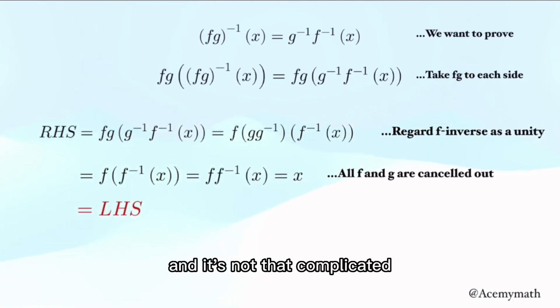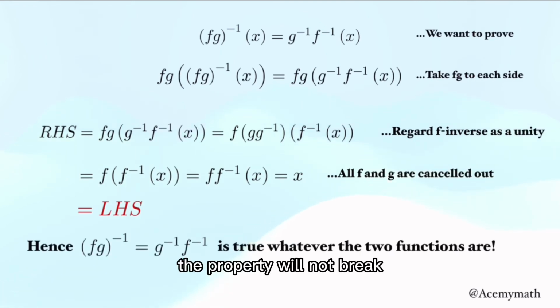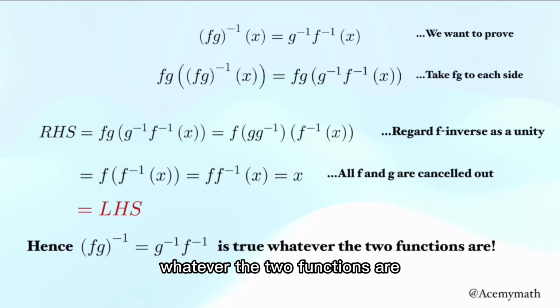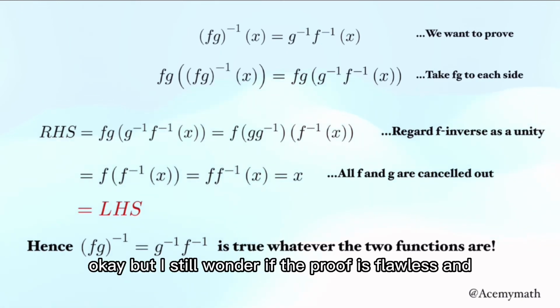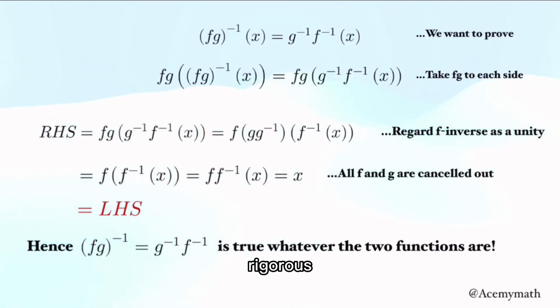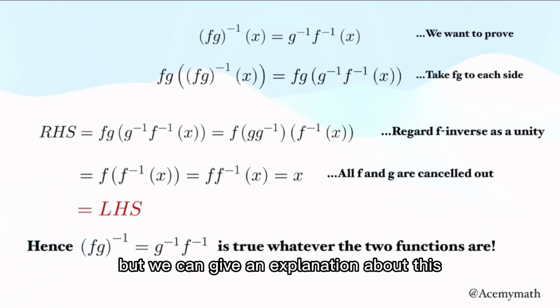And it's not that complicated. Now we're confident about that. The property will not break, whatever the two functions are. Okay, but I still wonder if the proof is flawless and rigorous. I must say it does have a little problem, but we can give an explanation about this.